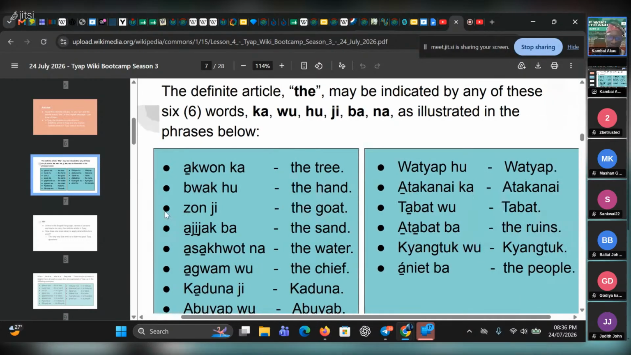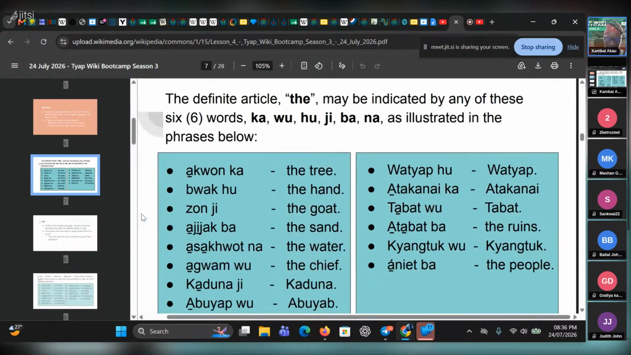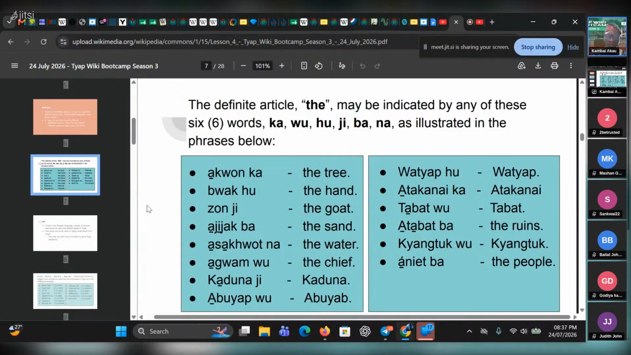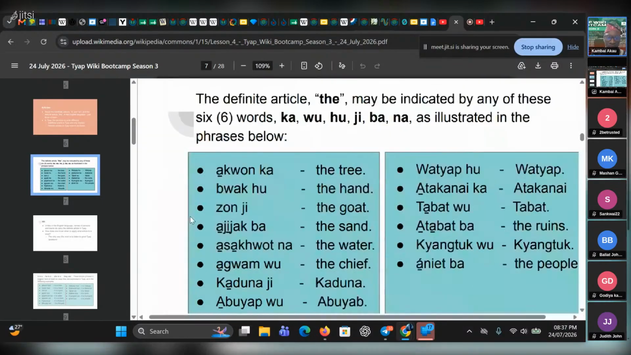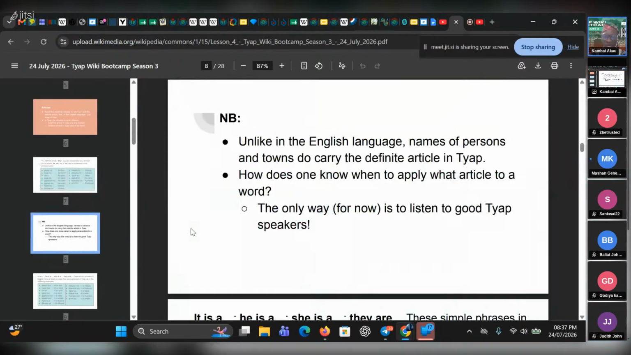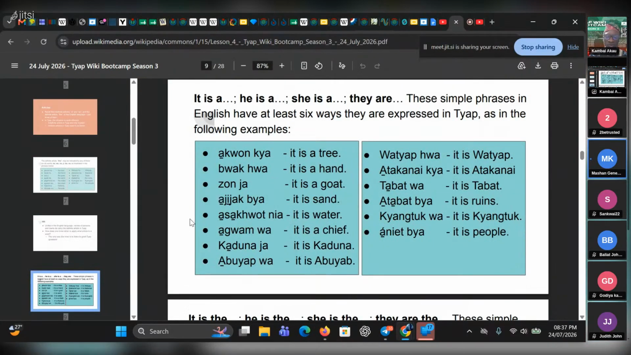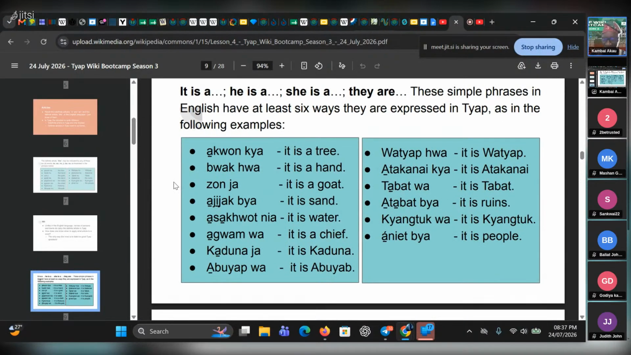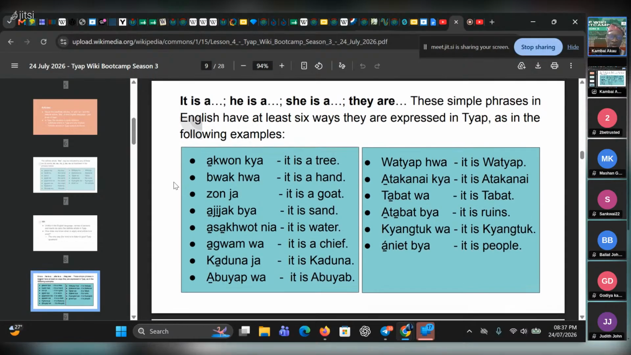So if it is a tree, you say Okwenkia. Okay, so my screen is not changing. We are getting there. We are getting there. So it is a tree. Okwenkia. Okay. What is this? If somebody asks you, what is this? You say Okwenkia. It is a tree.